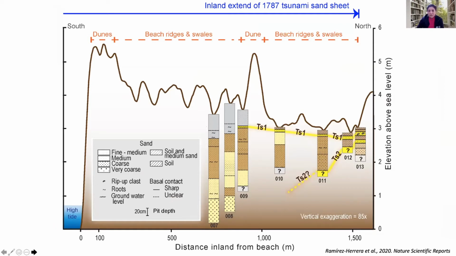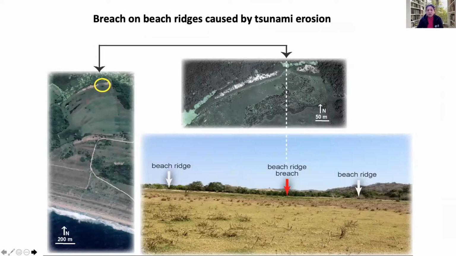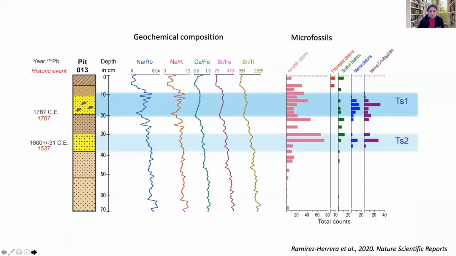And also we found geomorphic evidence of breaches in between the dunes on front, and also in between these beach ridges. They were, you can see here, breached, and this is a profile of the same place. So just to summarize what we found here, we performed analysis of microfossils and also geochemical analysis. This is a summary, and also grain size analysis, and then we dated these events.